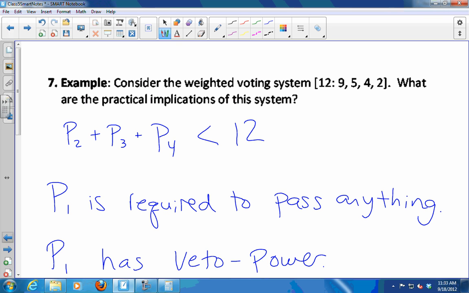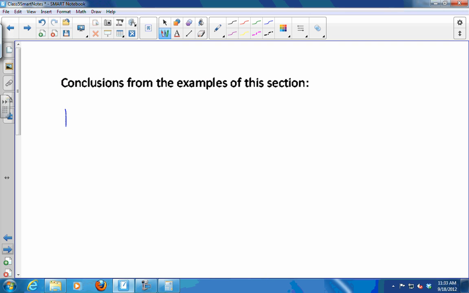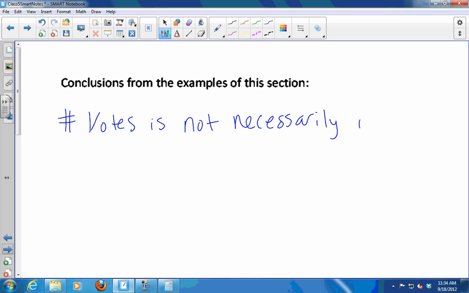but is relatively equal. So my conclusion is that the number of votes is not necessarily indicative of power, right? Just because someone has a lot of votes doesn't mean they have a lot of power. And just because someone has few votes doesn't mean they have little power.